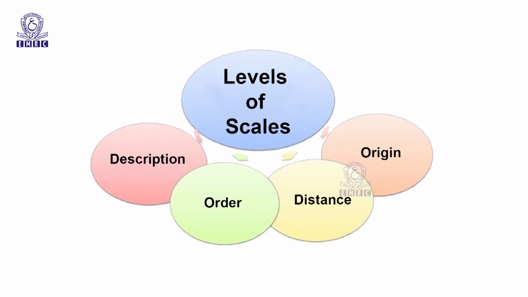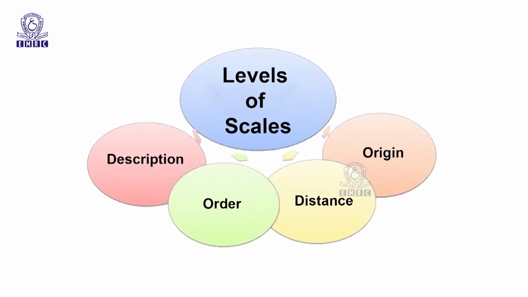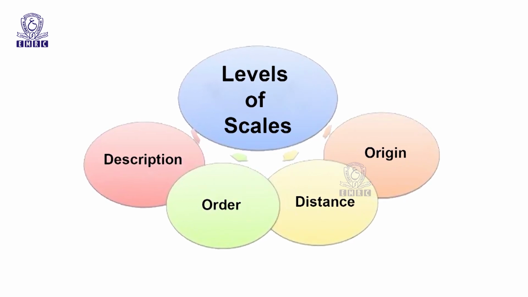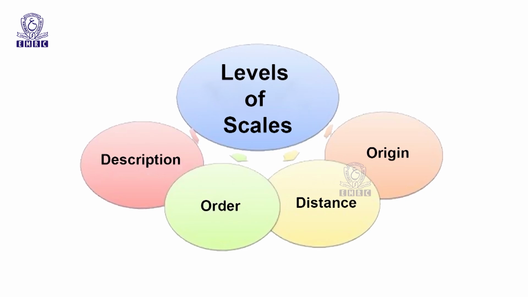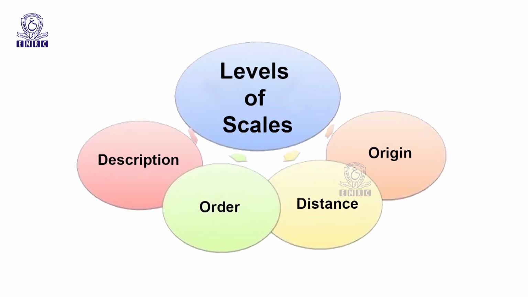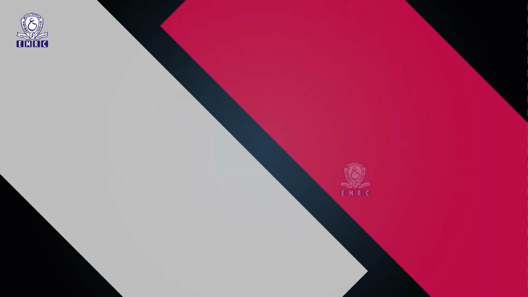All the scales can be explained in terms of four basic characteristics. They are description, order, distance and origin. These characteristics collectively define the levels of measurement of a scale. The level of measurement indicates what properties of an object are measured or not measured by the scale.